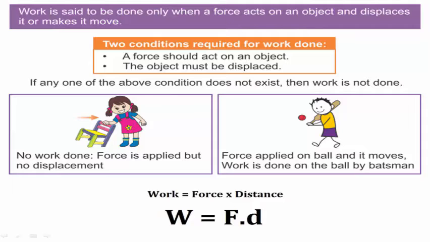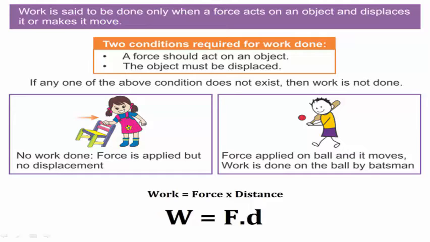Thus, work done by a force acting on an object is equal to the magnitude of the force, that is F, multiplied by the displacement, that is denoted as S or D, moved in the direction of the force. Work has only magnitude and no direction. So mathematically you can write it as work is equal to force multiplied with distance or displacement, that is W is equal to F multiplied with D.